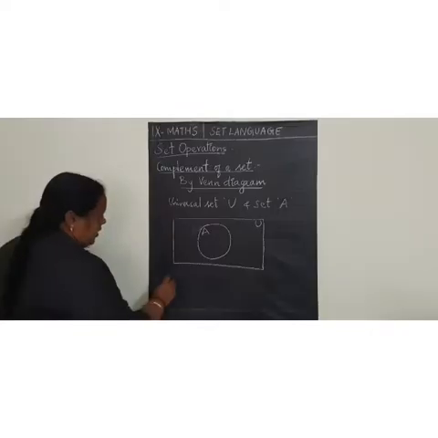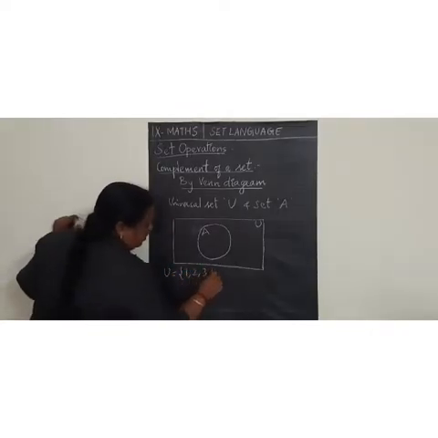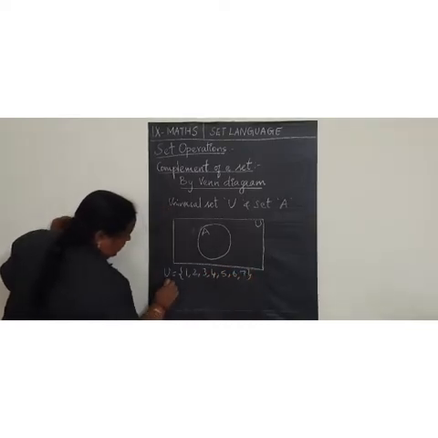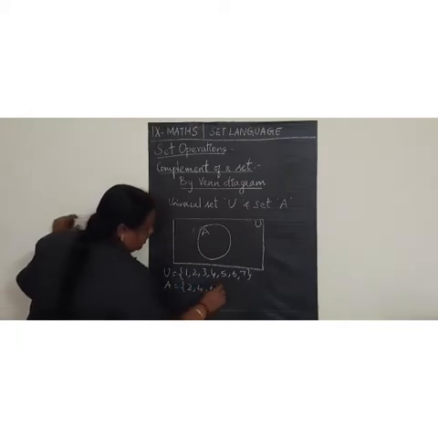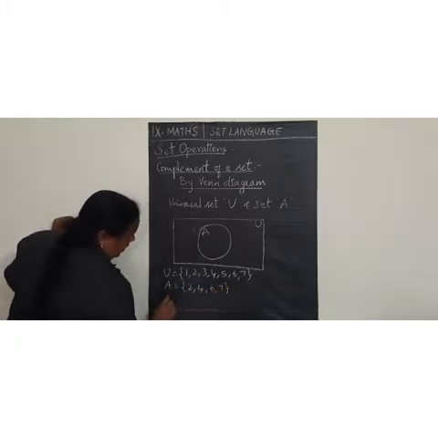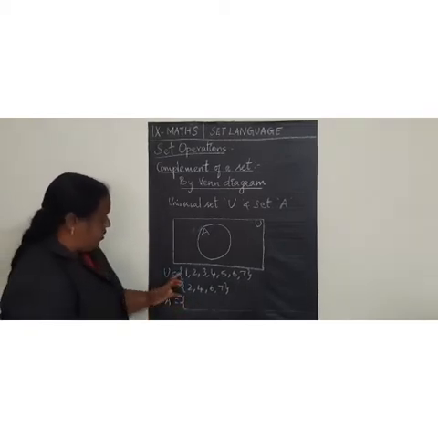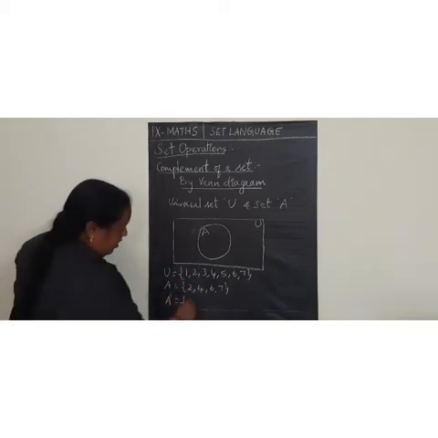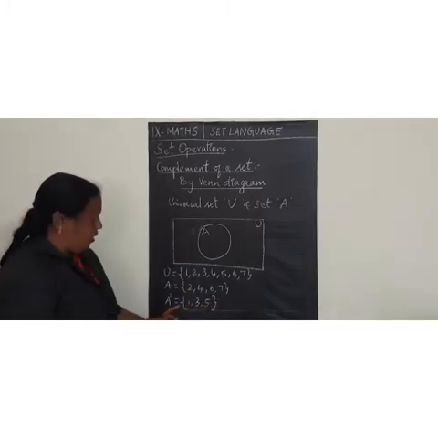So let's take an example. U is equal to 1, 2, 3, 4, 5, 6, 7. A is equal to 2, 4, 6, 7. So how will we find A dash? The elements which are not in A, we write as A dash. So 1, 3, 5. A dash is equal to 1, 3, 5.